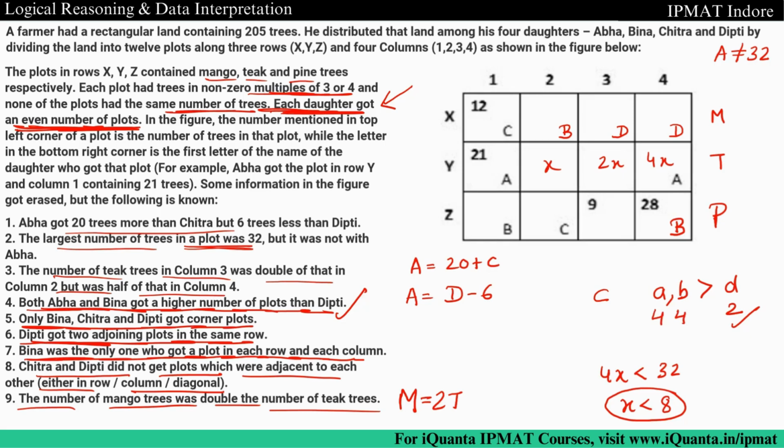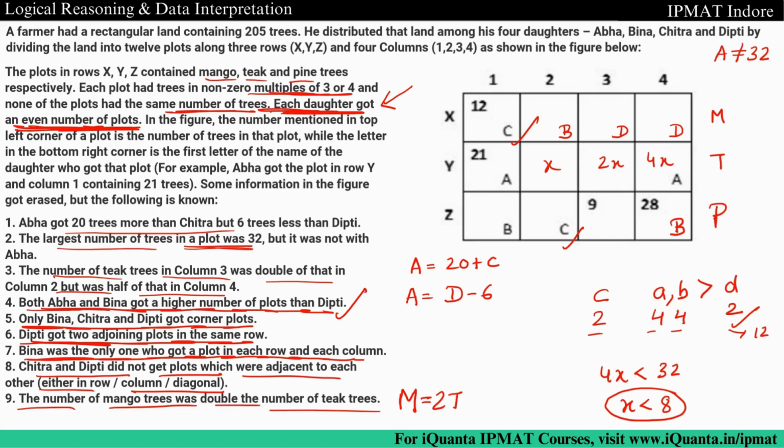Let me just assume they have 4 plots. So in that case, we already know C had 2 plots assigned, so C will also have 2 plots. Now let us add the total number of plots. It is 2 plus 2 plus 4 plus 4, which gives us a total of 12. So yes, this satisfies, okay?